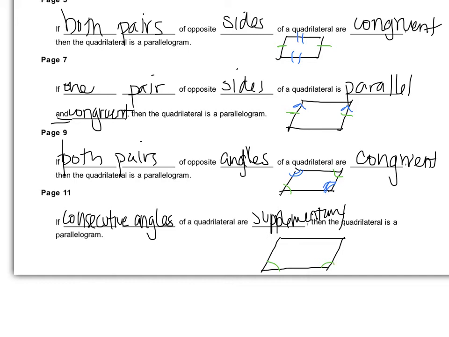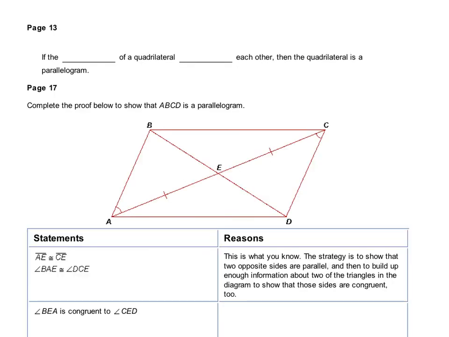So the two on the bottom have to be supplementary. The two on the right side have to be supplementary. The two on the top have to be supplementary. And the two on the left also have to be supplementary. So if that's true, that every pair of consecutive angles is supplementary, then it is a parallelogram.